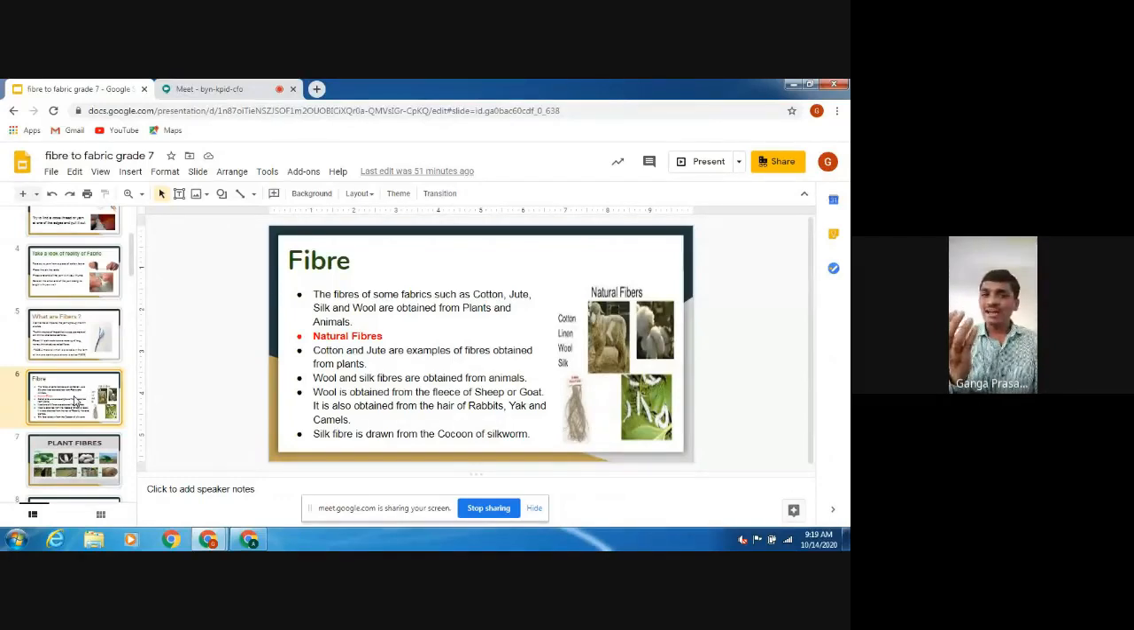We get wool from sheep, goat, yak, and camel, and we get silk from silkworm. Is silk natural or synthetic? It is a natural fiber because it comes from an animal, an insect. So the fibers which are obtained from animals or plants are called natural fibers.